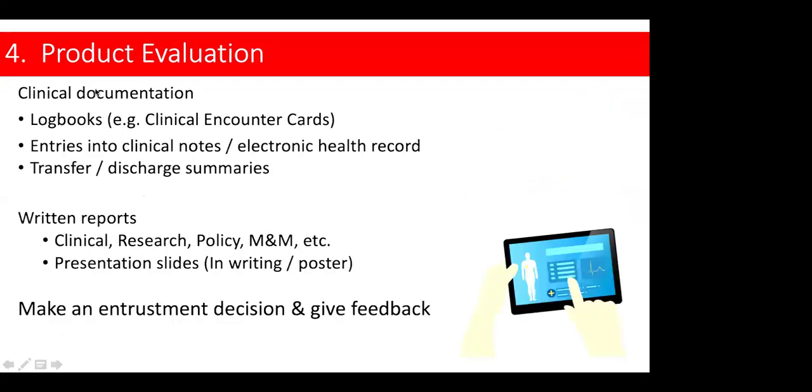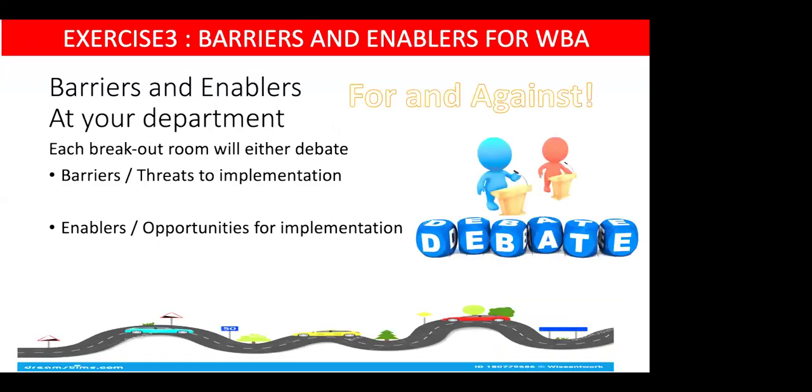Other things you can look at are, for example, logbooks. We all still have logbooks in terms of the number of procedures they have done. But you can actually have a meeting to look at their logbooks and evaluate how well they have been filled in, if they're seeing a breadth of different procedures, if they're up to date, and make entrustment decisions on that as well. And then any written reports that they have to write. Some disciplines require written reports, and those are also all opportunities for WBA.